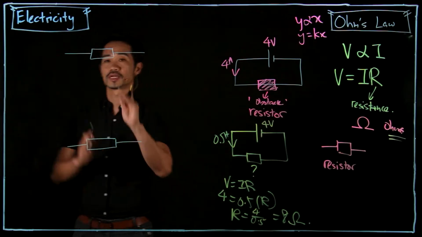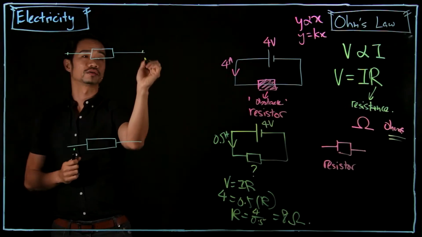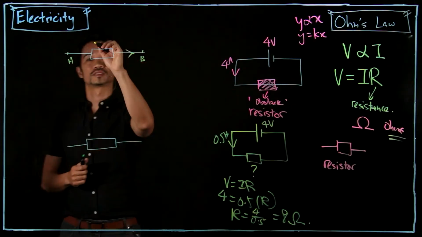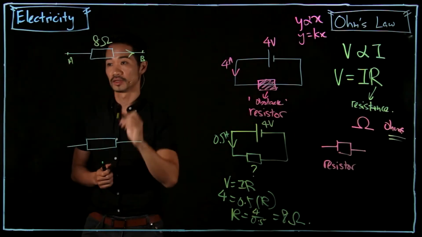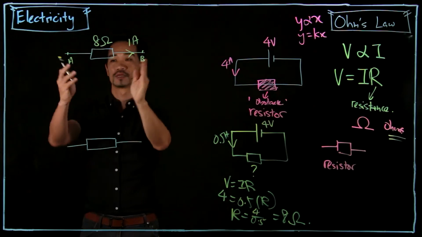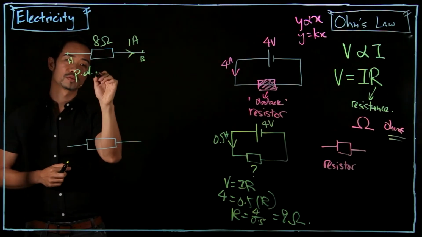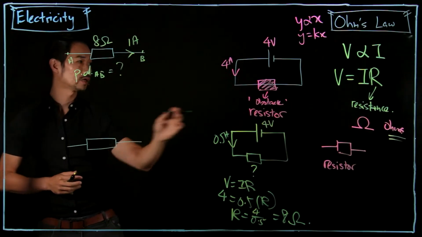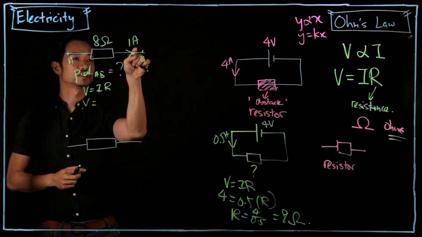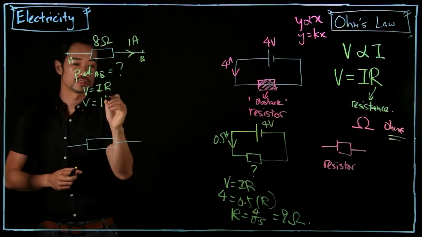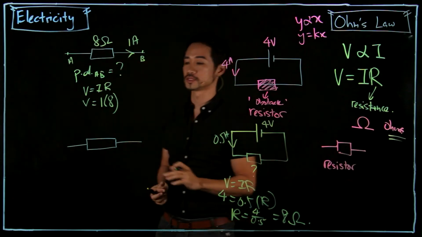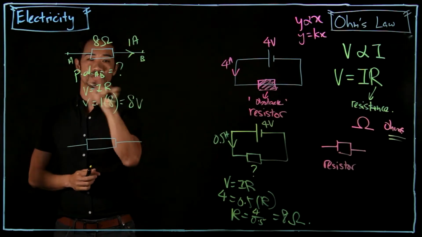Let's have 2 more examples. Now I just use a part of the wire. Let's say I call this AB and the current is flowing through, and this is an 8 ohm resistor. So let's say I have 1 ampere of current flowing through an 8 ohm resistor, what is the potential difference across AB? Again I use Ohm's law, V equals IR. So here, I is 1, resistance is 8. So how much work needs to be done to push it across the 8 ohm resistor? I will need 8 volts for the potential difference, okay?